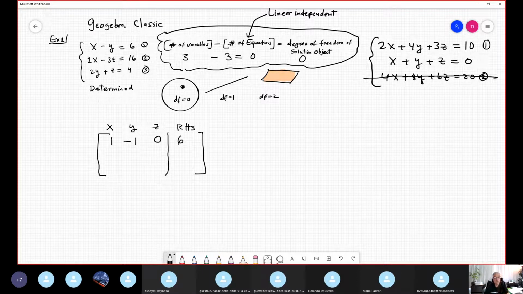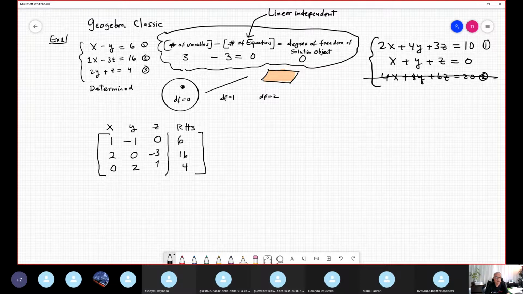And each row represents one equation. This is equation 1. I don't need to write this, but you can. The second is 2, y is missing, and -3 and 16. This is my second equation. And this is the last equation, where x is missing, 2y positive, 1z, and 4.